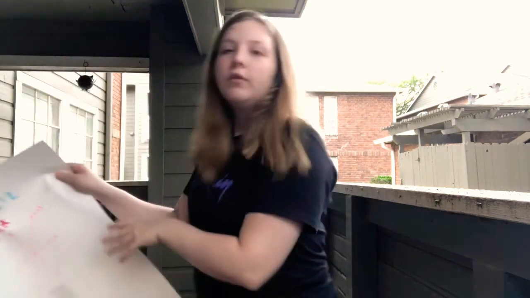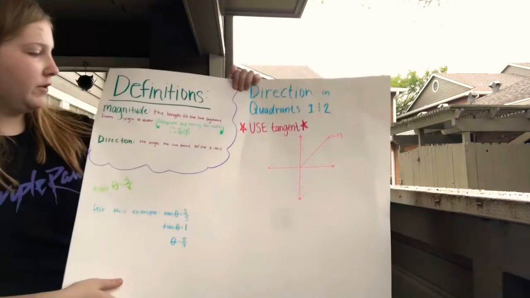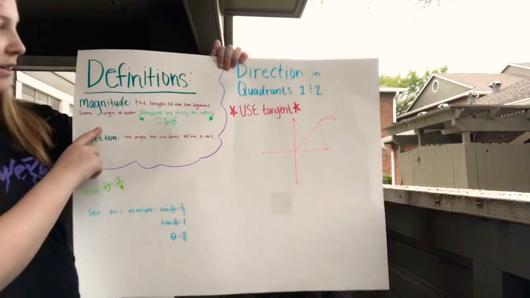Today I'm going to talk to you about computing magnitude and direction of a 2D vector. First, we're going to talk about definitions. Our first definition we need to learn today is magnitude.